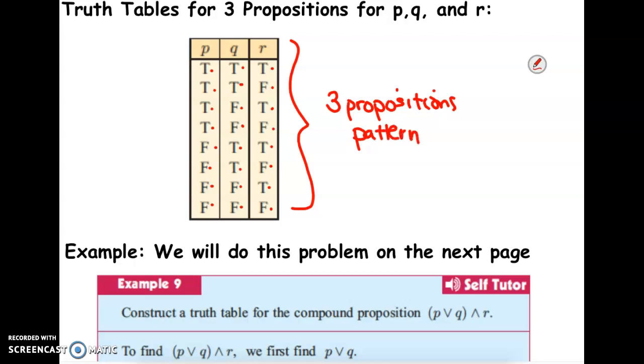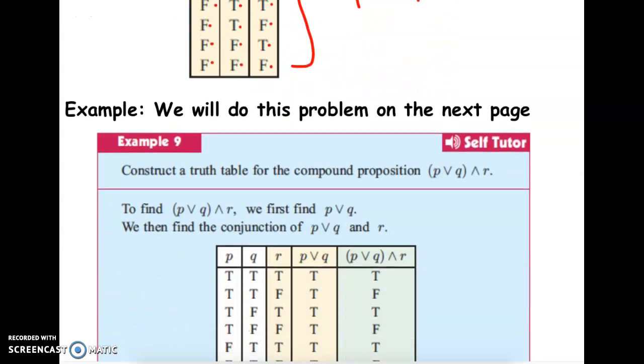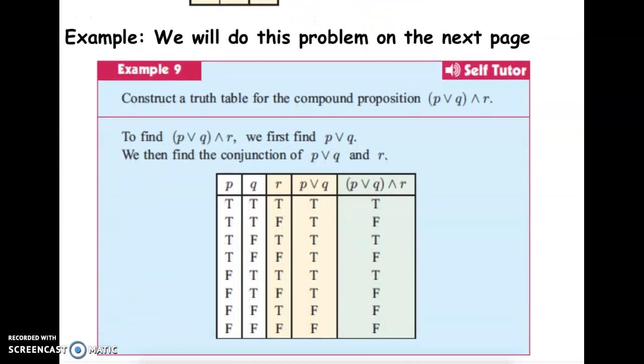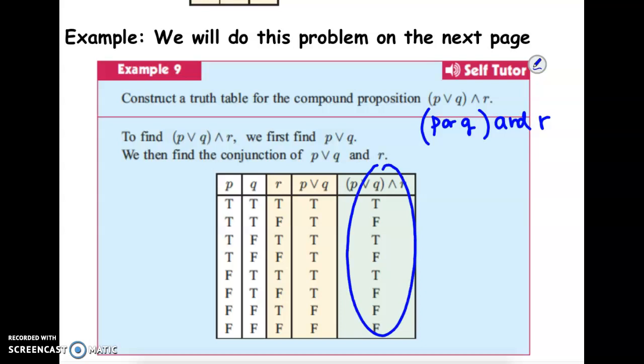All right. This example, number 9, we're going to do this on the next slide. It's asking you to construct a truth table for this compound proposition where it says P or Q, and R. So the final answer is going to be this green column. I'll show you on the next slide how we create this.